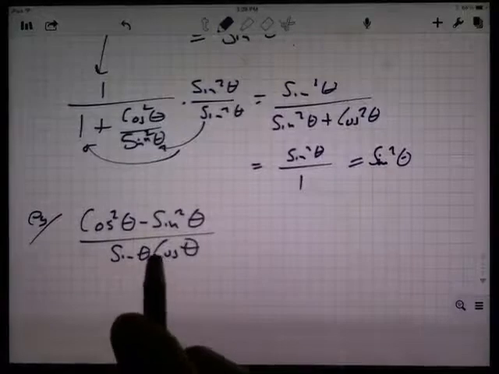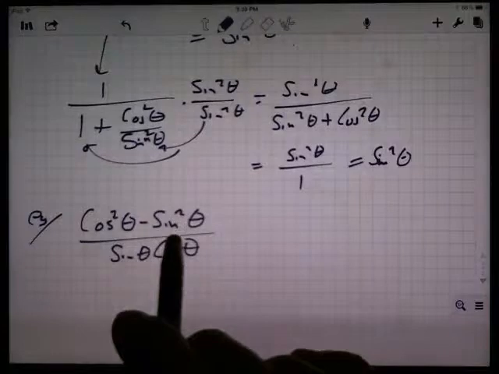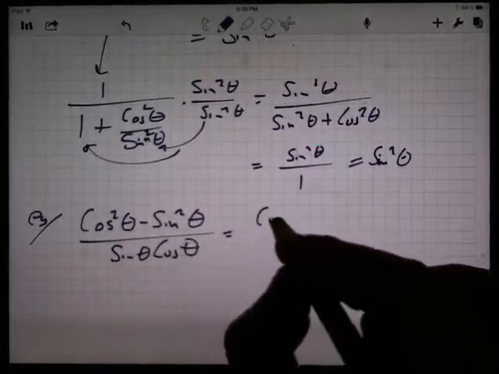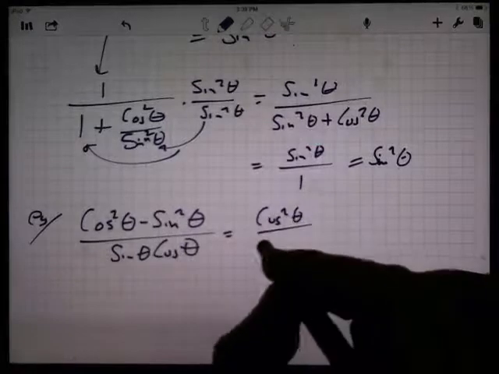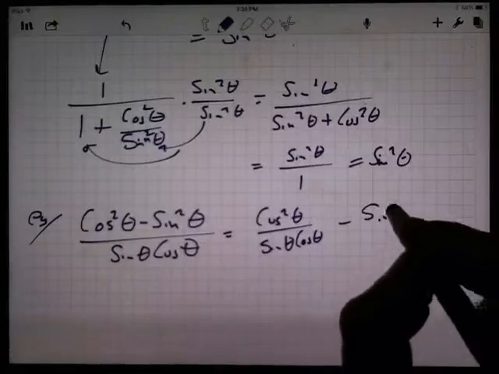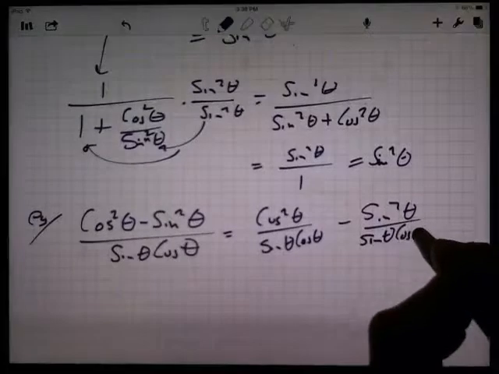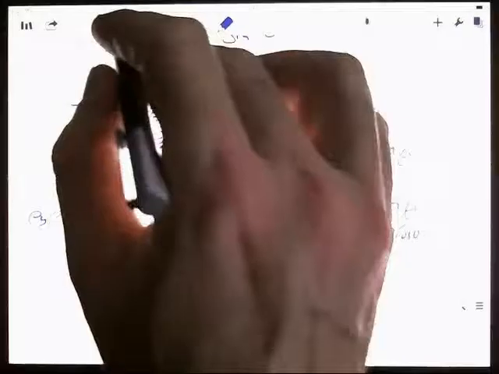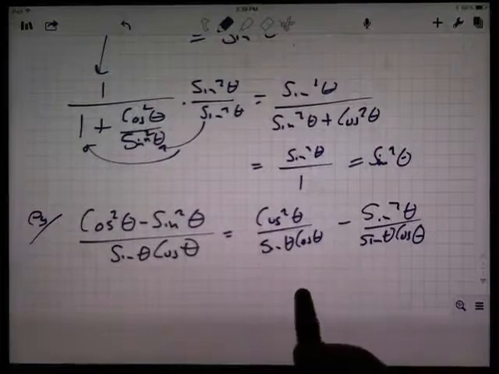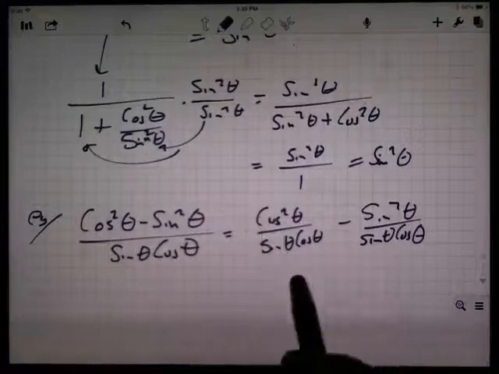However, I can use a distributive property and say that this denominator is divided into both of those pieces of the numerator. So this is cosine squared theta divided by sine theta cos theta, and then minus sine squared theta over sine theta cos theta. Right? So I've taken this one fraction and turned it into two separate fractions that I'm subtracting. Now each of these fractions individually is ready to be canceled.